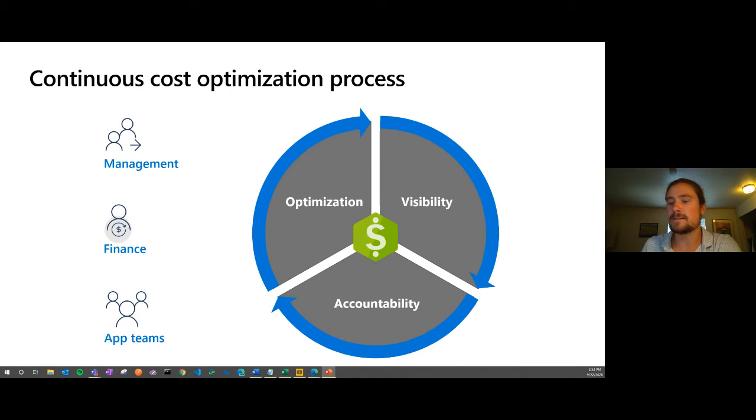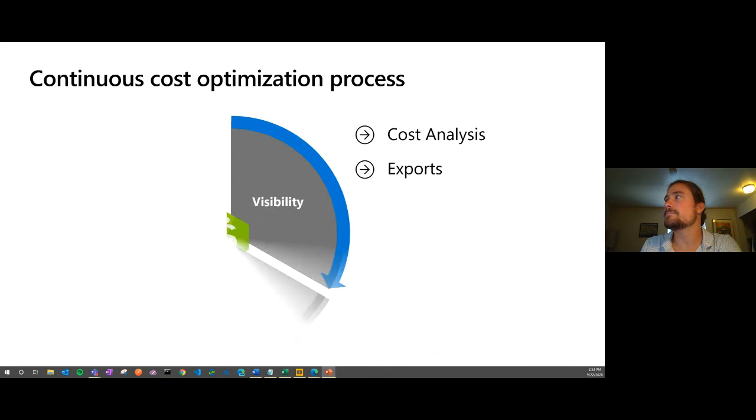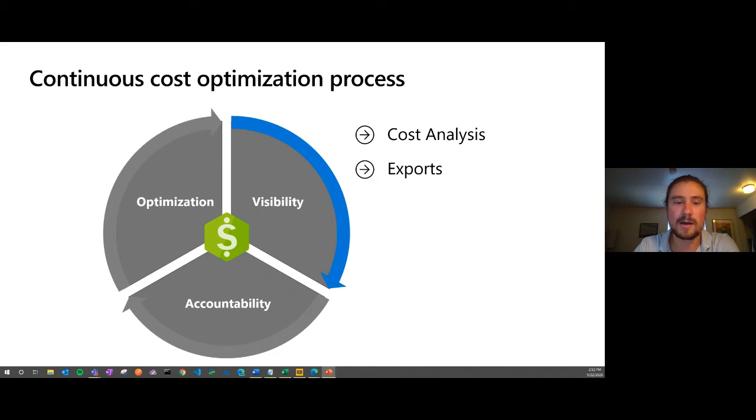So from the aspect of visibility, we've got two tools that are available to you. One is called cost analysis. This is a tool that allows you to slice and dice your costs on an ongoing basis and see, for this given resource group, how much cost am I accruing? Maybe you want to group things within that resource group in order to see what various resources themselves are accruing cost. And then another tool that we have available for you is exports.